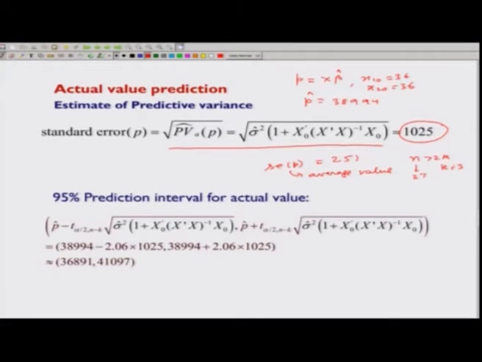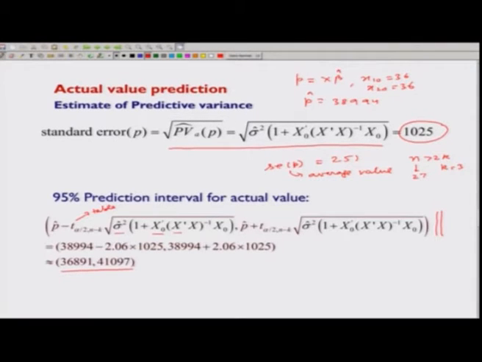Now we try to find out the 95% prediction interval for this actual value, and we had derived the expression of prediction interval like this under the condition that sigma square is unknown. And now once I substitute the value of x naught, x and sigma square hat, and obtain the t value from the table of t probabilities, we obtain the prediction interval like this.